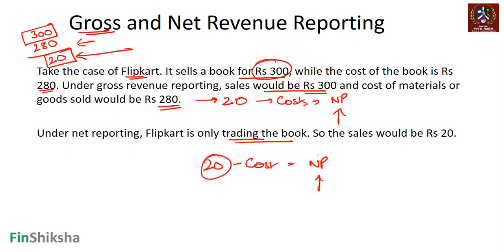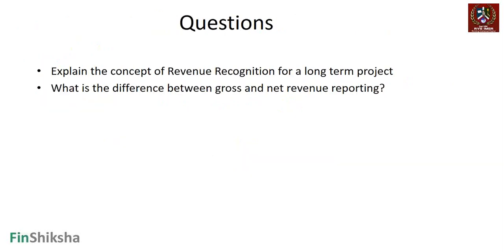Now, typically companies use the gross method, but that's just for understanding what is gross and what is net. That's an important area for us to discuss, right? So that brings us to an end of this particular section where we discussed revenue recognition. Quick couple of questions here. Explain the concept of revenue recognition from a long-term project perspective, and what is the difference between gross and net revenue reporting?